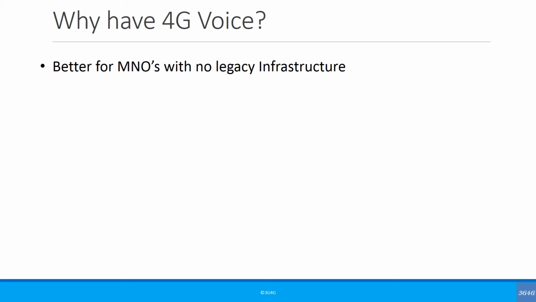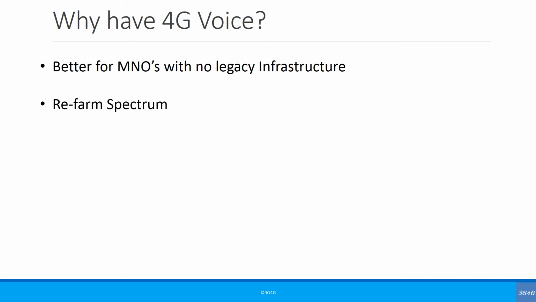Because 4G is better. 4G voice is the only option for MNOs that have no legacy infrastructure. So we looked at the CS fallback and SVLTE and all those things. But what if there is an operator who decides that they will only roll out 4G? They didn't have any 2G or 3G network. They come up with the 4G network. How do they do voice if there is no 4G voice?